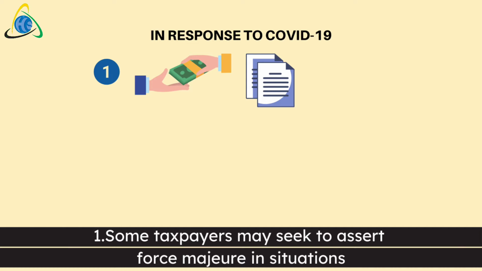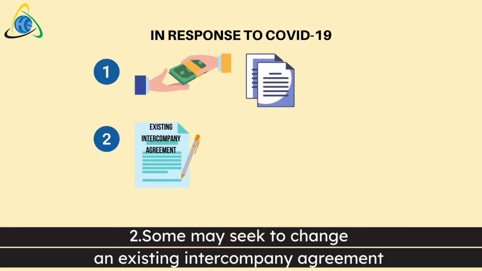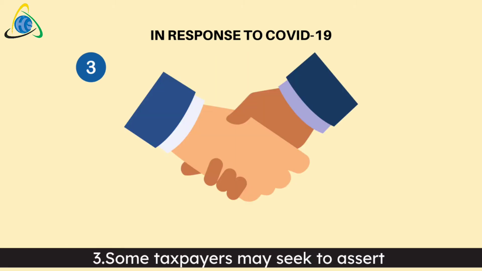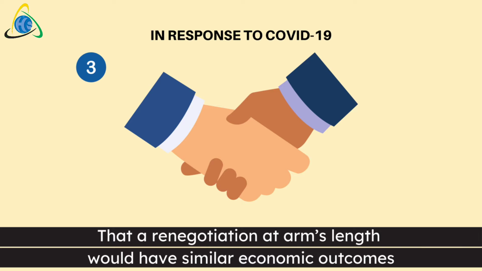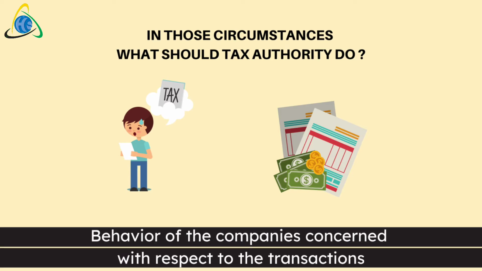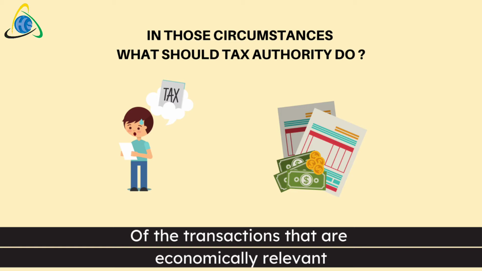In response to COVID-19, some taxpayers may seek to assert force majeure in situations where it's not contained within the relevant intercompany agreement. Some may seek to change an existing intercompany agreement to insert a force majeure clause. Moreover, some taxpayers may seek to assert that a renegotiation at arm's length would have similar economic outcomes. In those circumstances, what should the tax authority do? The tax administration should carefully review the agreements and/or behavior of the companies concerned, so that the transactions are accurately described and the circumstances of the transactions that are economically relevant are identified.